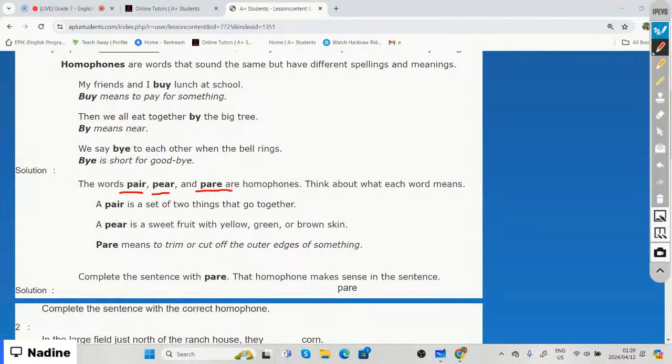All right. So if we look at the first word, pair, that pair is a set of two things that go together. For example, a pair of socks is your two socks. Your shoes, because you have to wear two shoes, right? So that is a pair. A pair comes in twos.